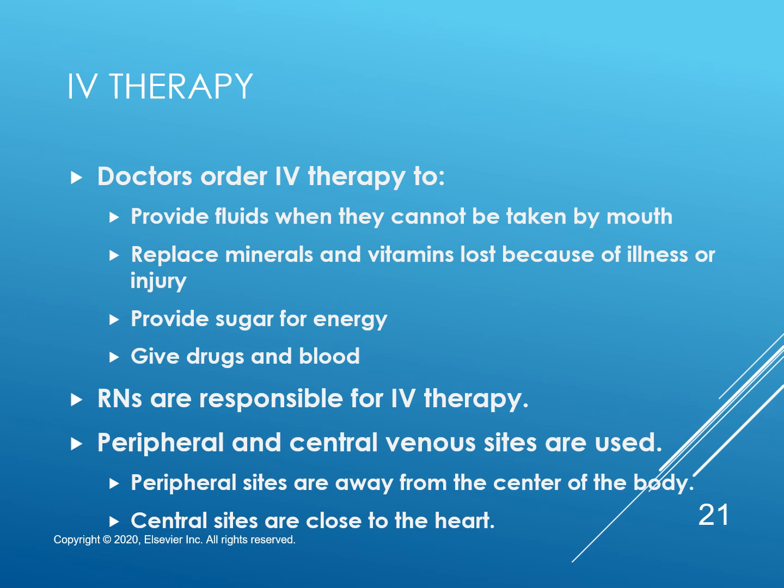For adults, the back of the hand and inner forearm are useful peripheral sites. The subclavian vein and the internal jugular vein are central venous sites. Central venous sites are used for parenteral nutrition, to give large amounts of fluid for long-term IV therapy, and to give drugs that irritate peripheral veins.